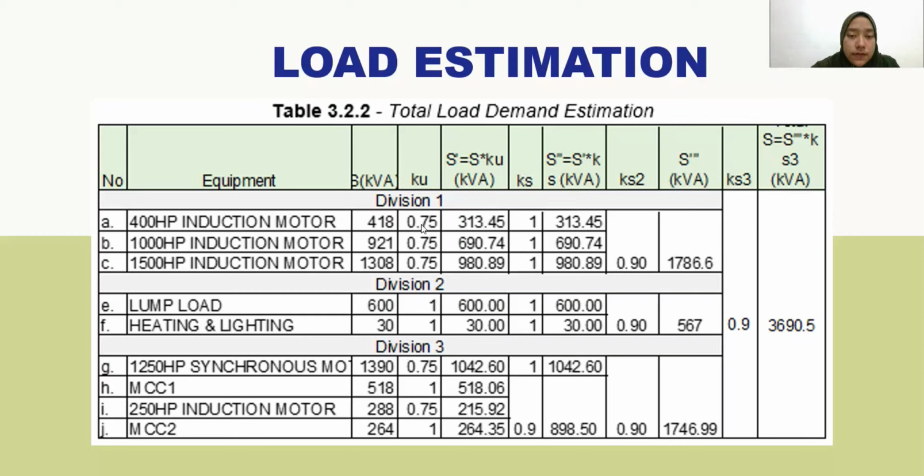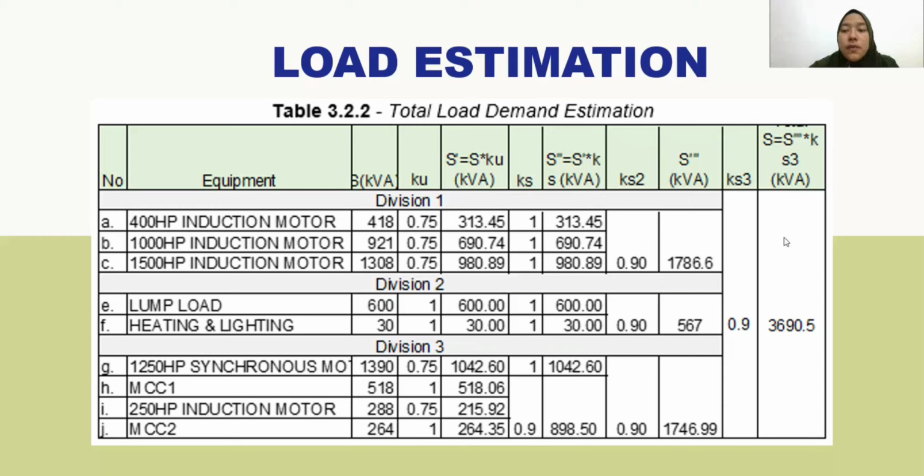For the utilization factor, we assume 0.75 for the induction motor and synchronous motor because this is an industrial installation. This factor may be estimated on average at 0.75 for motors. And for the lamp load, heating and lighting, and MCC1, MCC2, we assume the utilization factor as 1.